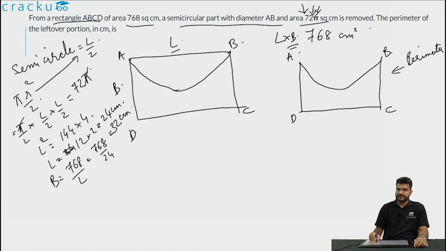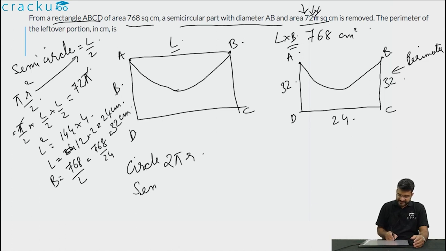Now if you are required to find out the perimeter of this figure, you know that the length of AD is 32, the length of BC is also 32, the length of CD will equal the length of AB, which will equal 24. So you are just required to find out the circumference of this semicircle. Now the circumference of the entire circle will be 2 pi r. This is for the full circle. So the perimeter of the semicircle will be half of it, which is equal to pi r.